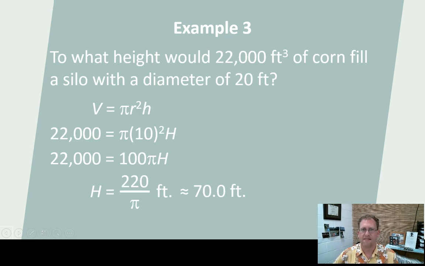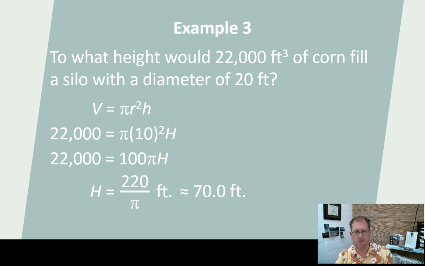Okay. Last example. How high would I have to fill a corn silo if the corn silo has a diameter, not a radius, of 20 feet, and I've got 22,000 cubic feet of corn. It was a good year on the corn farm this year. I want to fill my corn silo. How high up is it going to go? 20-foot diameter, 10-foot radius, right?